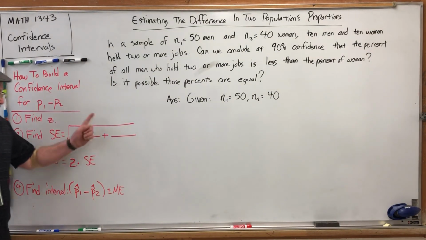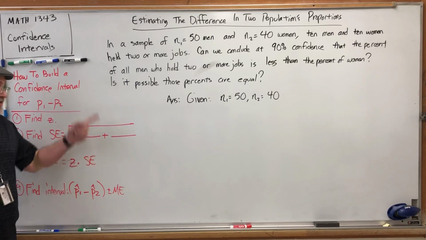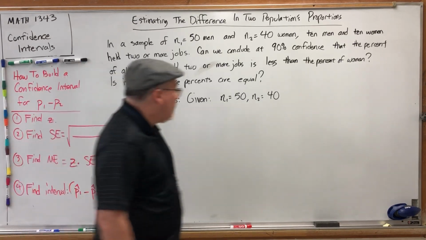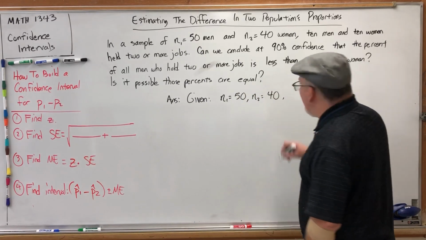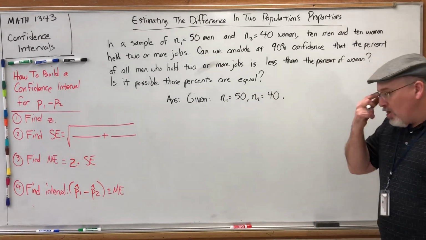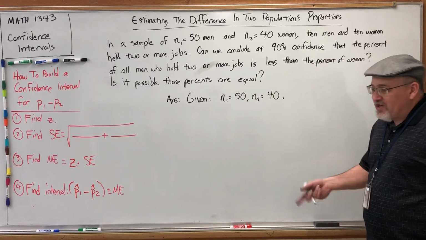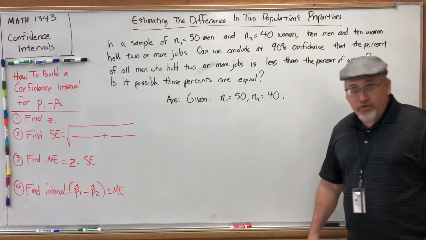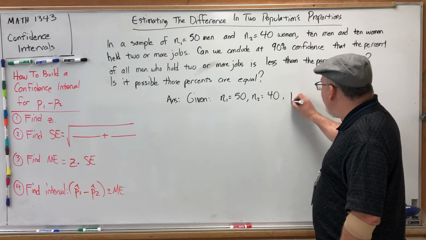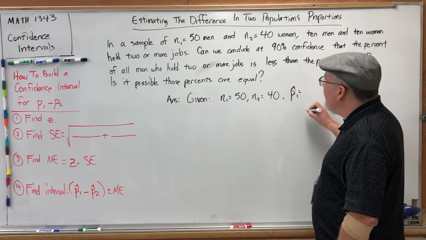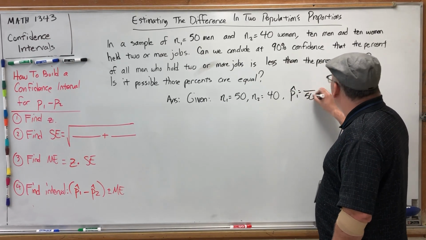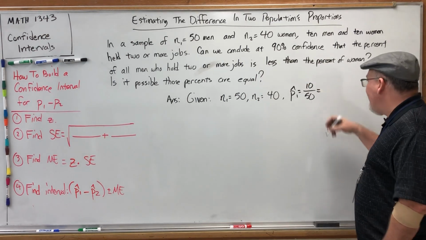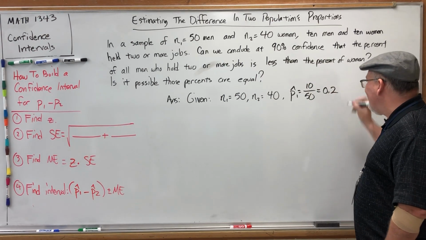I know I haven't written this here, but we're still going to need the sample sizes, which we have, and we're going to need the p-hats, which we don't have. So we weren't explicitly given the p-hats, but we have enough information to calculate them. Remember, p-hat just means percent of a sample with a characteristic. In this case, the characteristic is you hold 2 or more jobs. For men, we would say p-hat 1 is out of the 50 men, 10 of them had 2 or more jobs. Well, 10 divided by 50 is 0.2 exactly.